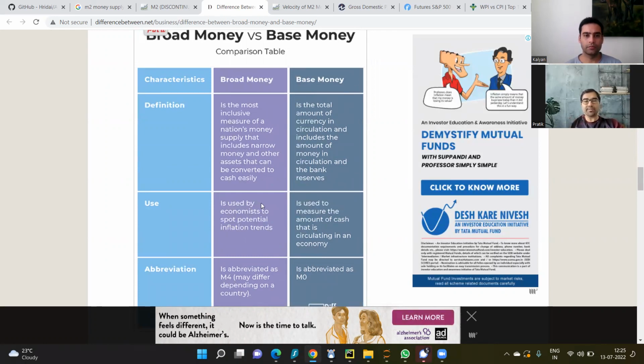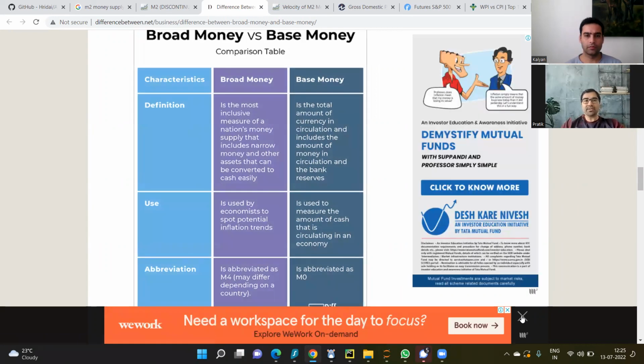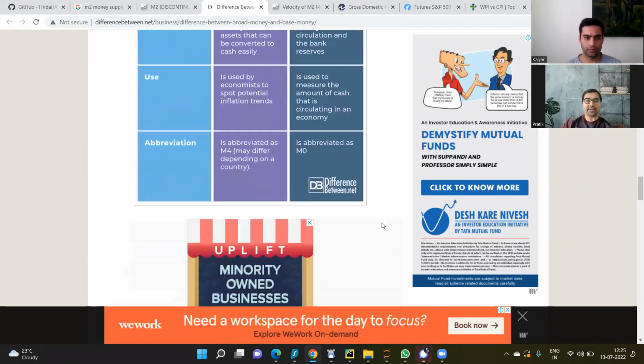Let's simply consider M2 money supply. That will include your deposits in the bank. Now, deposits have a multiplier effect, just like I mentioned. With that multiplier effect, your base money will actually multiply further into broad money supply. So that's how it happens.